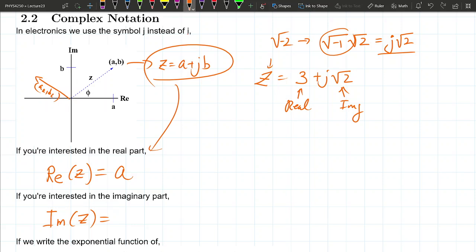b. What about the j? I'm just being mean. Yeah, it's just b. You drop the j, because by saying the imaginary part, you assume that anything in your complex number that has to multiply by j, that's the imaginary part.